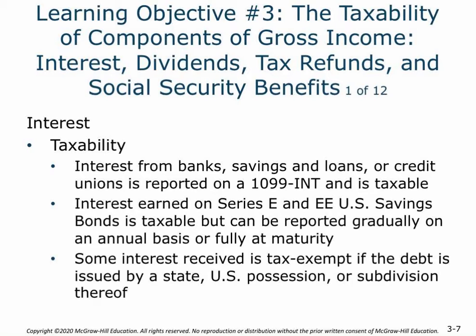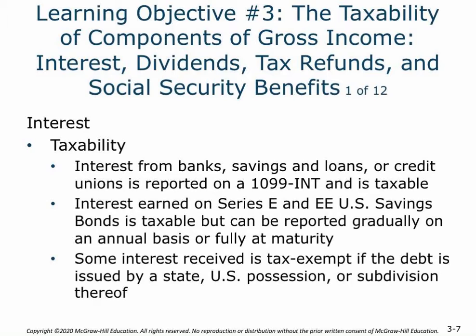Now, interest earned on Series E or double E savings bonds is going to be taxable, but you get to elect whether you're going to be reporting gradually on an annual basis, or whether you're going to be waiting and including the interest fully at maturity.